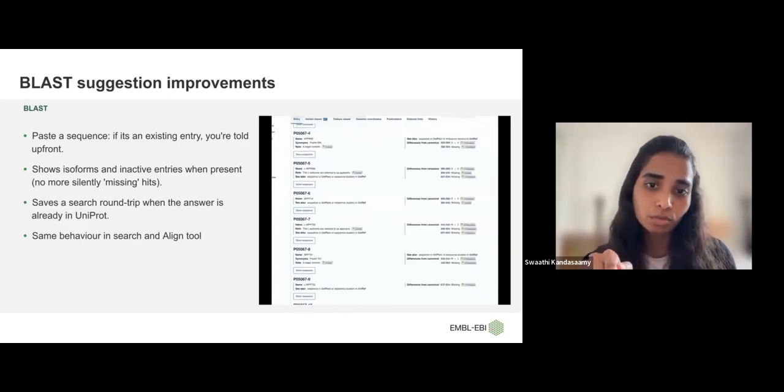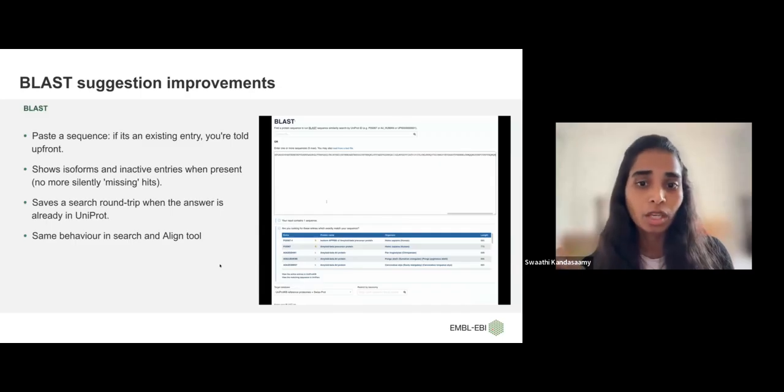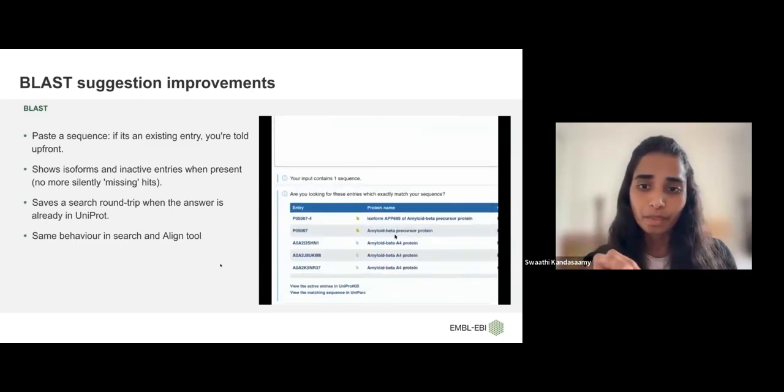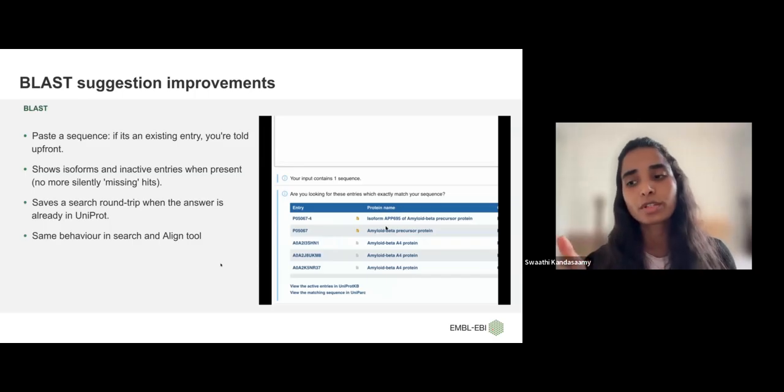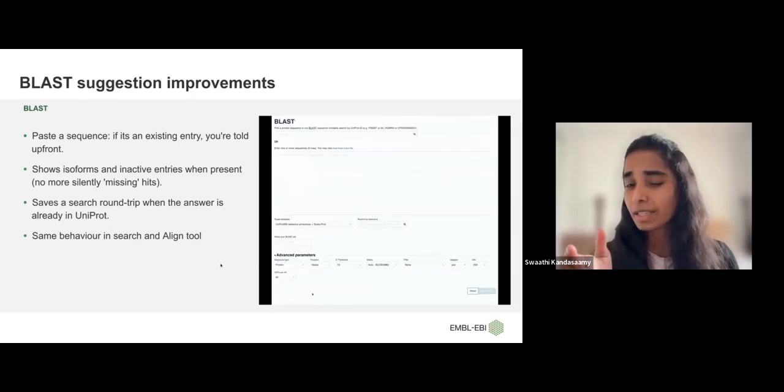And there is a link to view the matching sequence in UniParc, which will also take you to the UniParc page. So this is helpful when you BLAST, you try to find a similar protein for that, but in which case if you want a really exact match, you don't even have to submit a BLAST request.